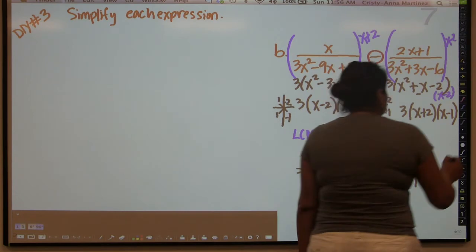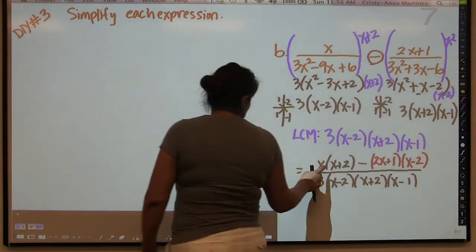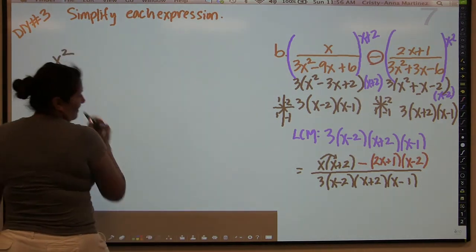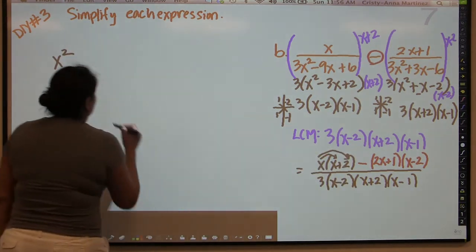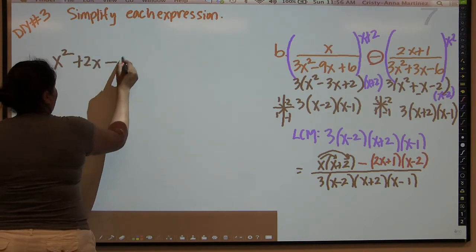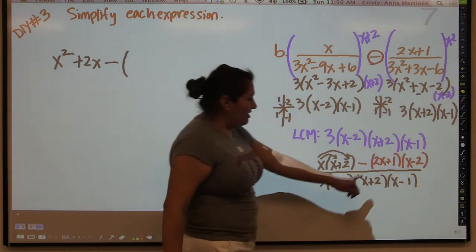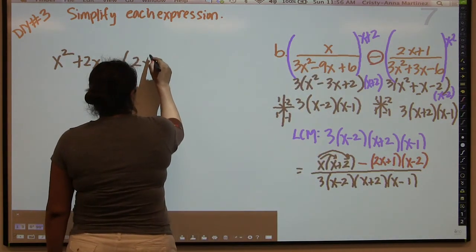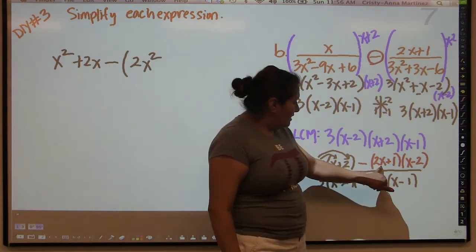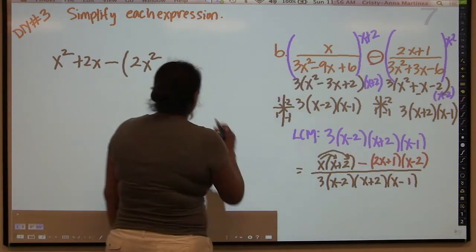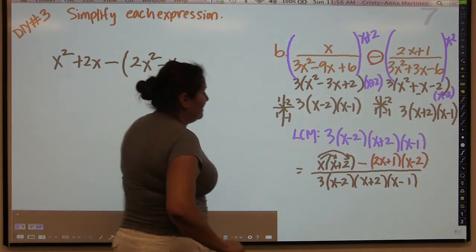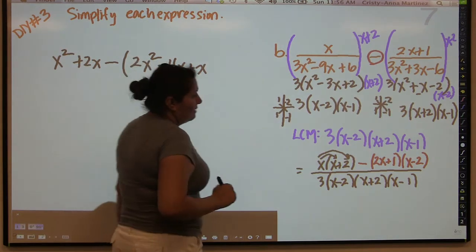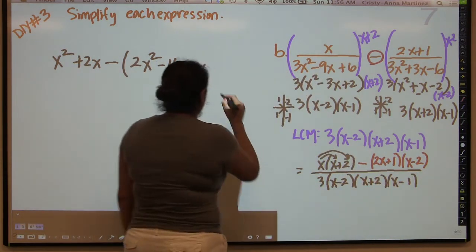And then I need to multiply the top. So x times x here is x squared. X times 2 is plus 2x. Then we have a minus. And we're going to have to FOIL this because you've got two binomials. So 2x times x is 2x squared. Outside times outside is 2x times negative 2, which is negative 4x. Inside times inside is 1 times x, so that's going to be 1x. And last times last is 1 times negative 2, that's going to be negative 2.